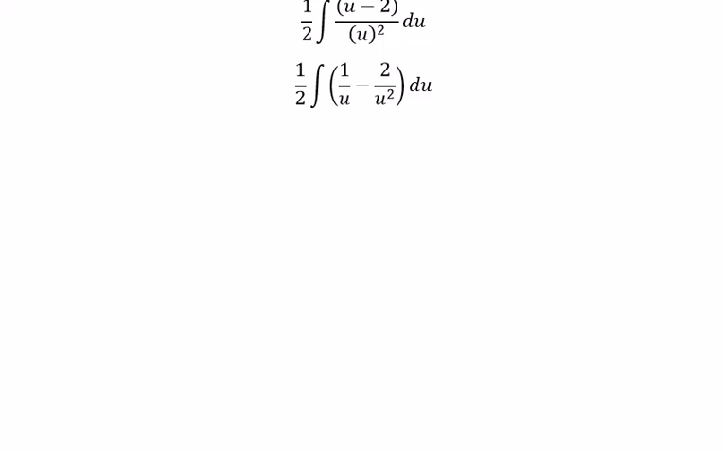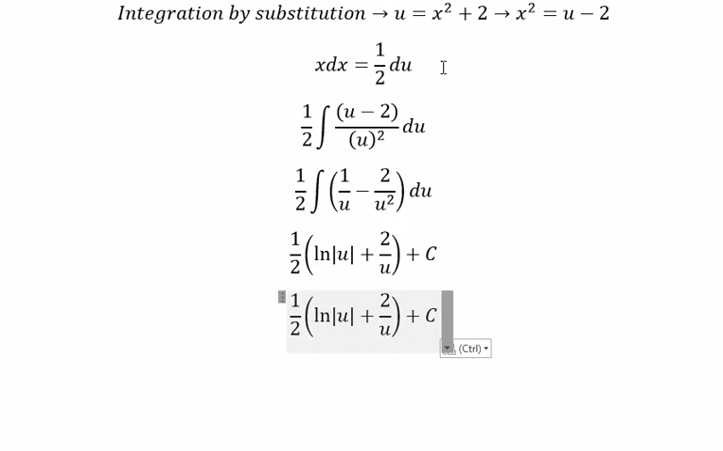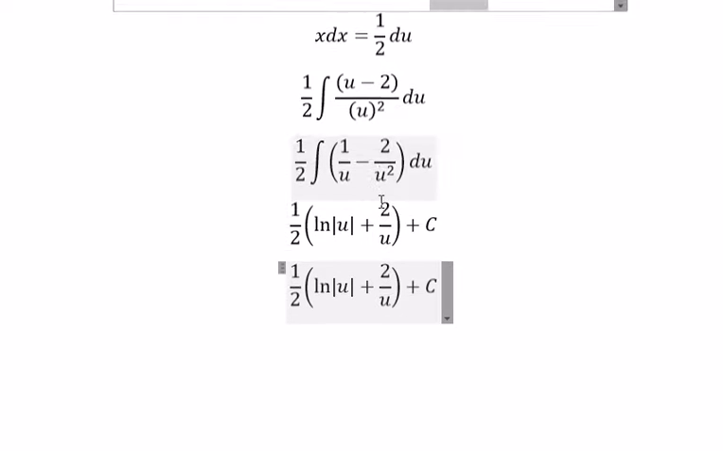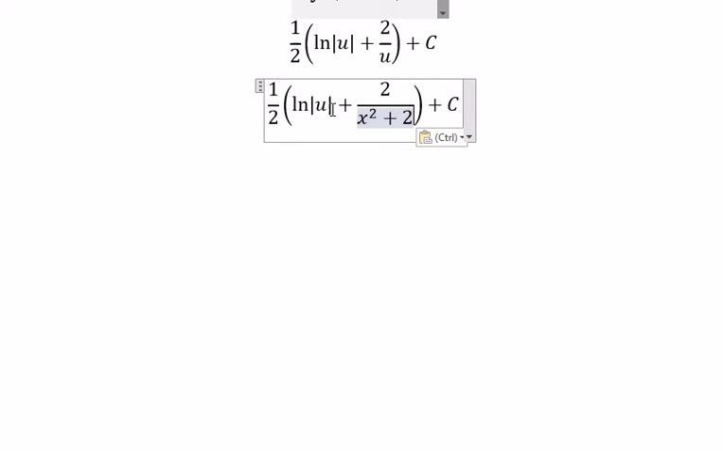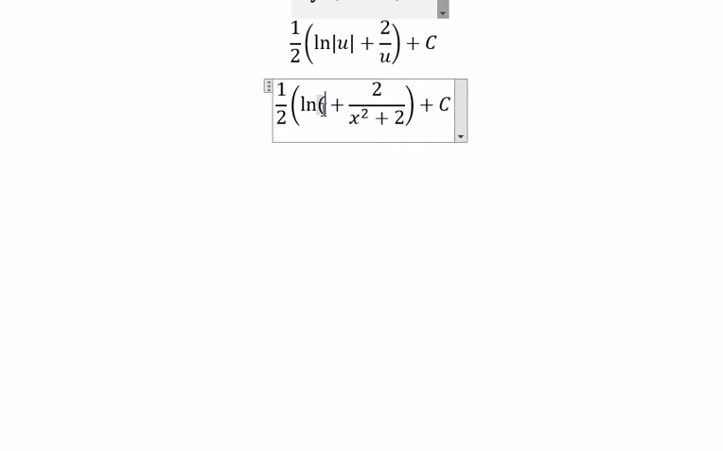And now we can get the final answer. The integral of 1 over u, you get ln of the absolute value of u. The integral of 2 over u squared, you get positive 2 over u. And we add c, which is a constant. About u, we need to change back for this one. This one we don't need to use the absolute value anymore.